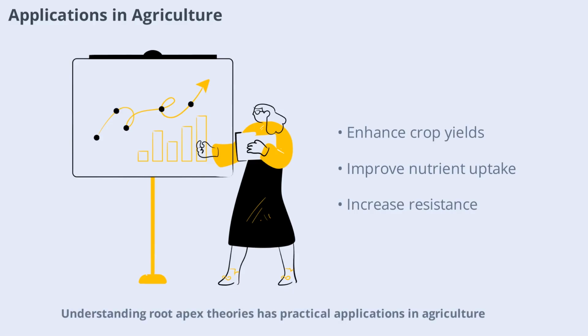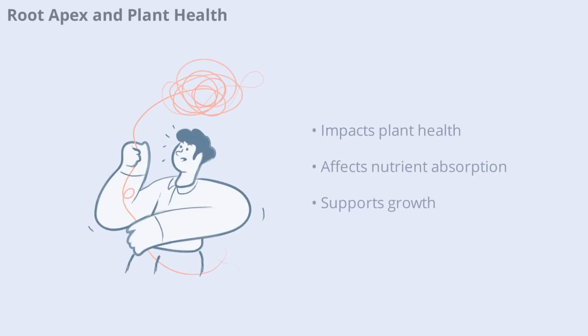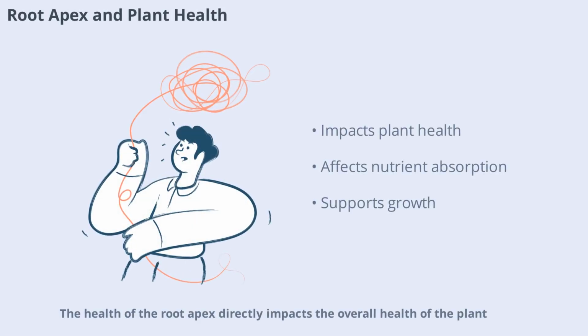Understanding root apex theories has practical applications in agriculture. By manipulating root growth and development, farmers can enhance crop yields, improve nutrient uptake, and increase resistance to environmental stresses. Knowledge of root structure and function helps in breeding better plants and managing soils more effectively, leading to more sustainable agricultural practices.